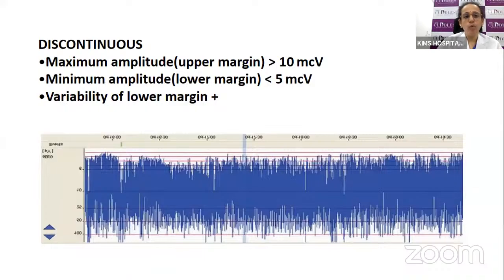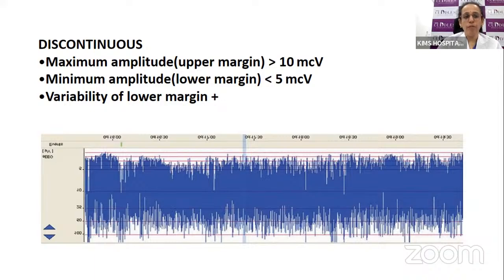So now let us move on to the abnormal EEG patterns. This is the discontinuous pattern in which, if you can see, the minimum amplitude will be less than 5 and the maximum amplitude might be more than 10 also. So if the minimum amplitude is going below 5, then we should call it the discontinuous pattern. And we should look at the variability of the lower margin as well.